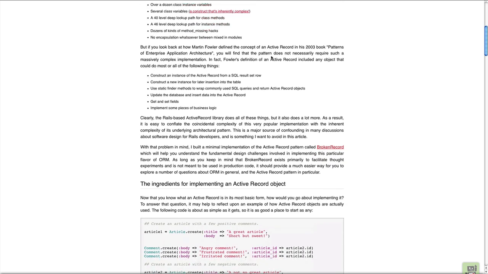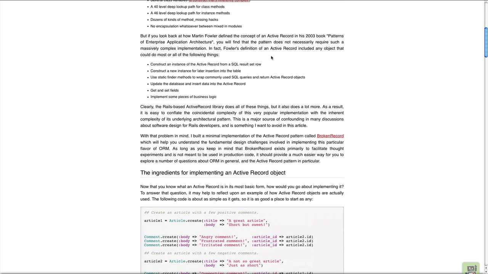Clearly, the Rails-based active record library does all of these things, but it also does a lot more. As a result, it's easy to conflate the coincidental complexity of this very popular implementation with the inherent complexity of its underlying architectural pattern.